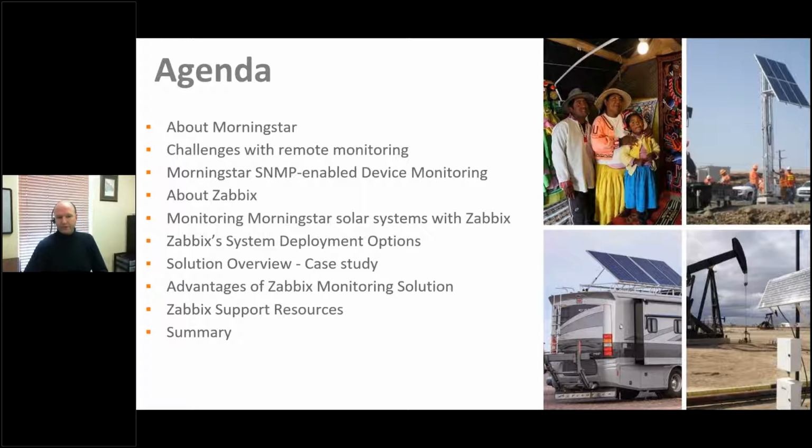And now with a lot of the cloud options that are available, Zabbix has taken a big opportunity to utilize those technologies to make it even easier to deploy these systems so that you can monitor many thousands of devices. So we'll cover that a little bit, as well as some solution case studies. And lastly, any support questions you have for either Morningstar or Zabbix on how you can get support and get your questions answered. So hopefully we'll cover everything, and then of course, do some questions and answers at the end of the presentation.